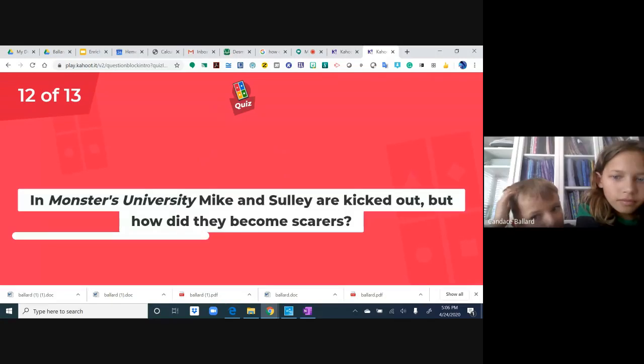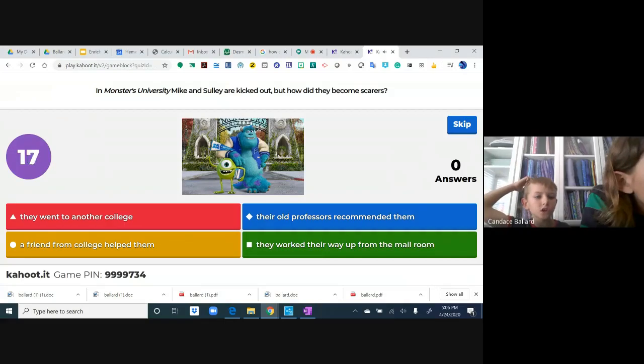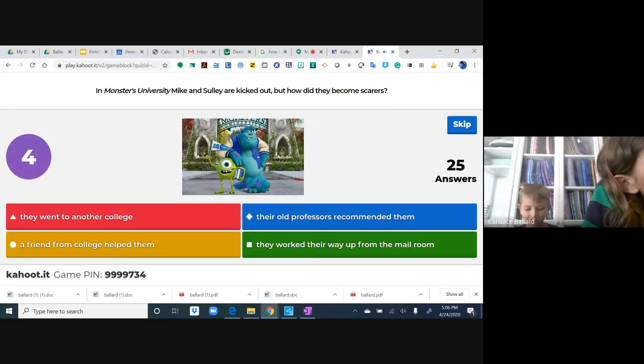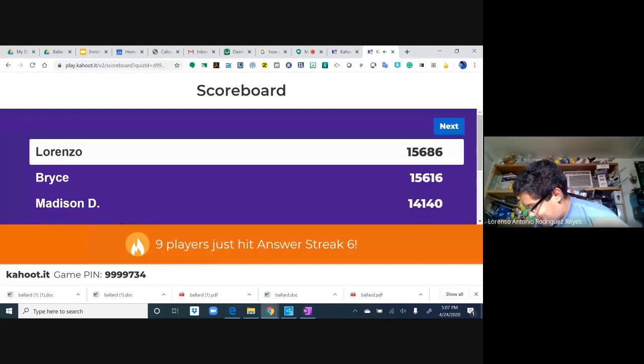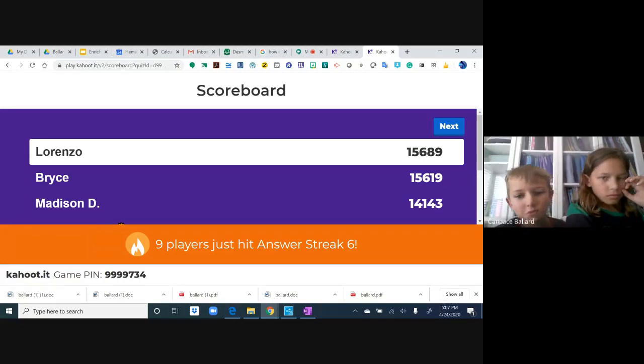In Monsters University, Mike and Sully are kicked out, but how did they become scarers? They went to another college. A friend from college helped them. Their professors recommended them. They worked their way up from the mailroom. Those are such mean things. But there is one that is correct. Why wouldn't there be, Andy? They worked their way up from the mailroom. I did not even know that. That did not even show up. Whoa, somebody just took another person's place. I could see.